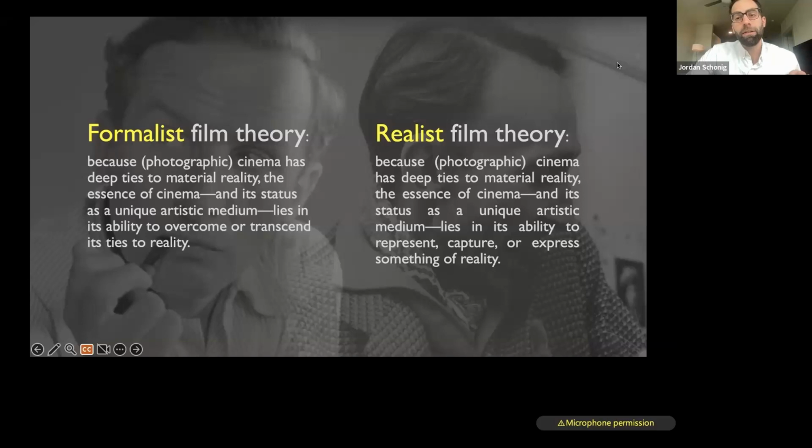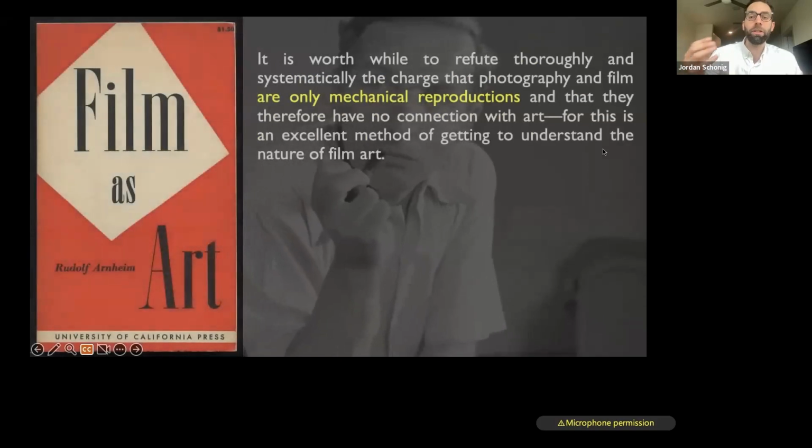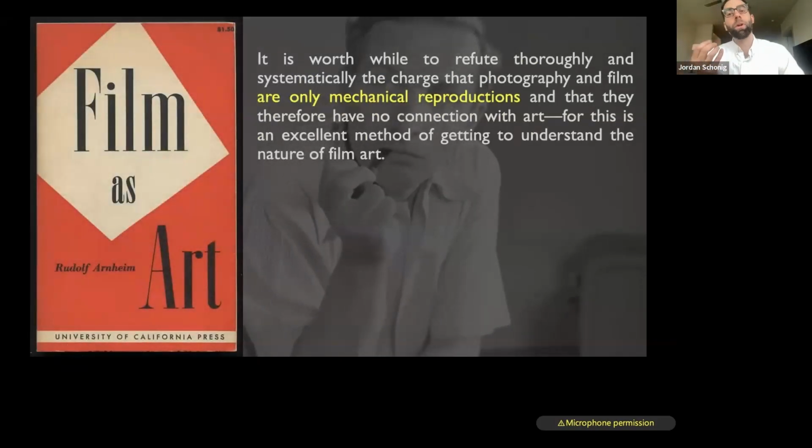The first is the person on your left, Rudolf Arnheim. Now, Rudolf Arnheim is a psychologist and philosopher of art, but he also has one of the most important books on film from the 1930s. It's called Film as Art.